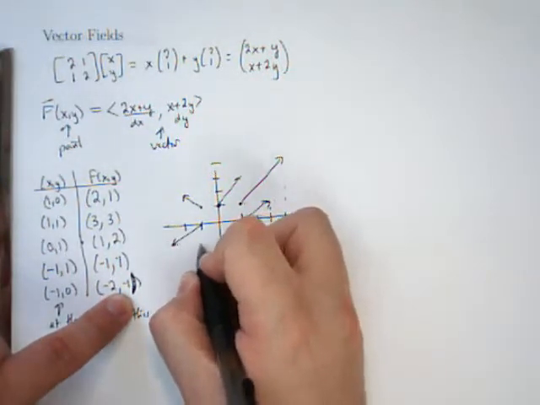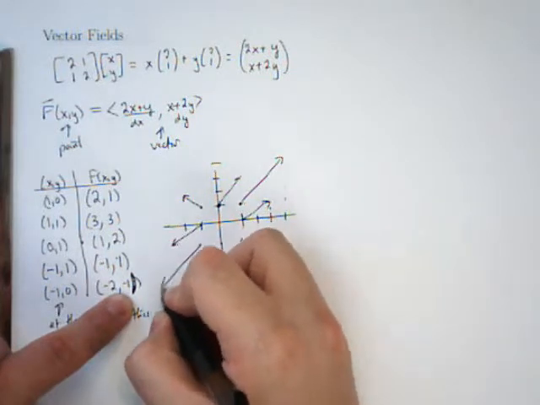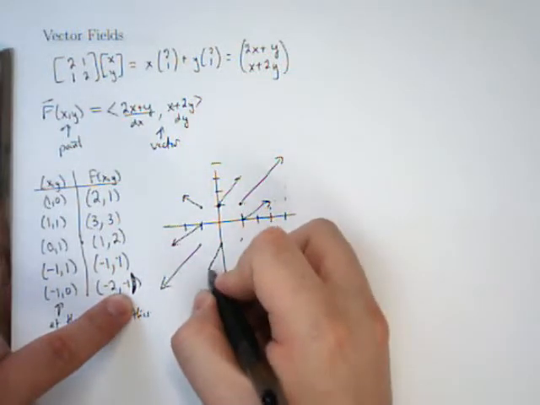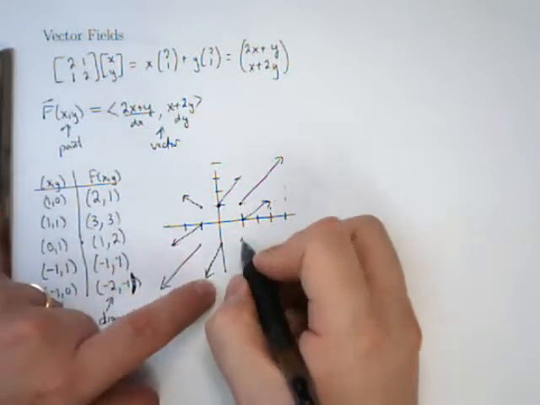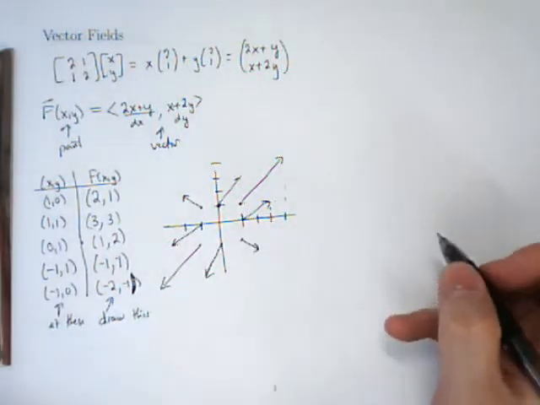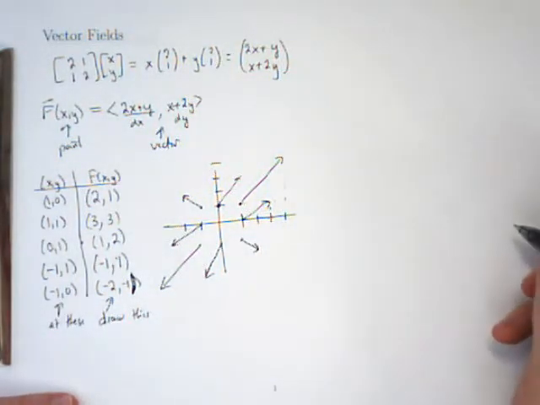I'll just put 3 more points down. This one ends up being (-3, 3). That one goes down a little more. It's kind of a mirror image of that. And this one heads out that way. This is our vector field.